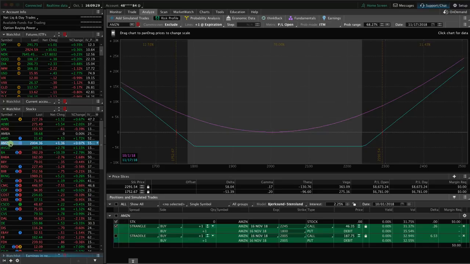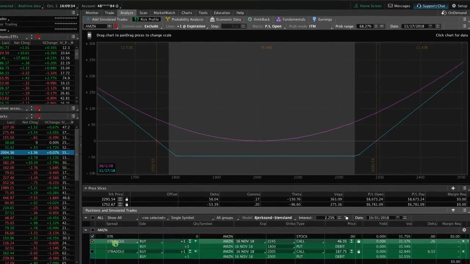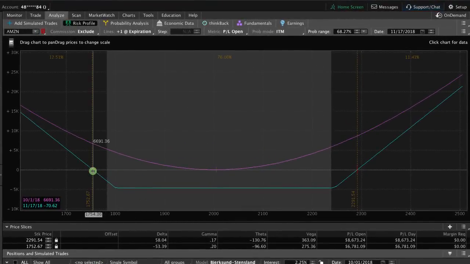In this case, we're looking at Amazon, ticker AMZN. I have the box checked for the long strangle, and you can see both of these are colored green, indicating that we're entering a long position instead of short. And if we take a look at our graph here, we've set our price slices to the break-even points, and you can see that the risk is defined. In this case, the max we can lose on Amazon on a long strangle is $4,635.